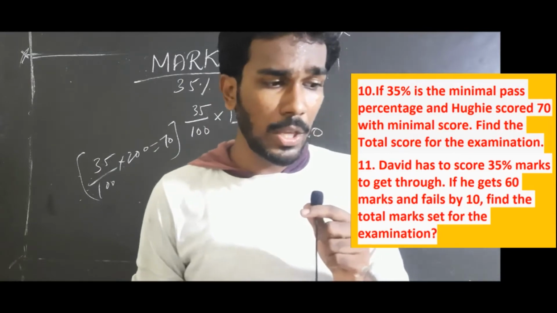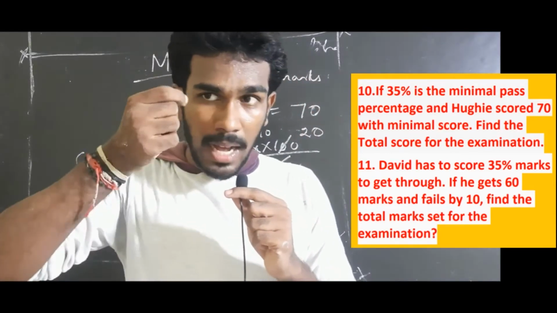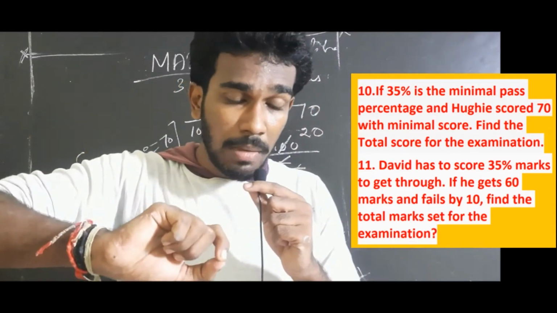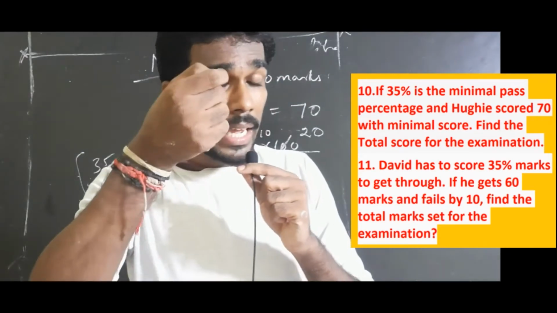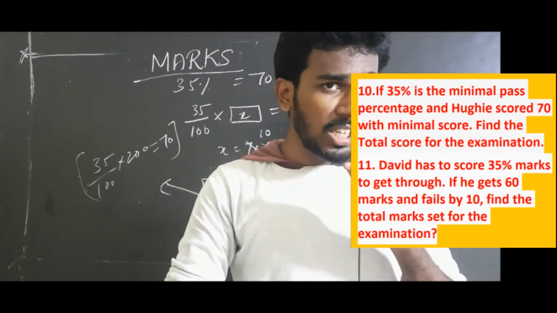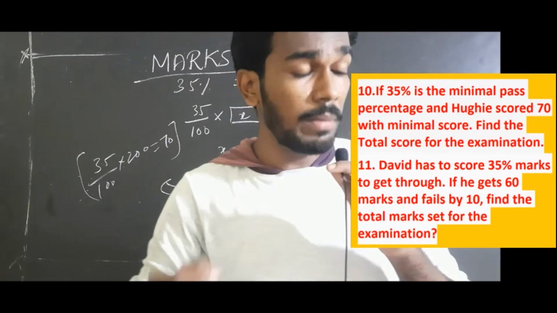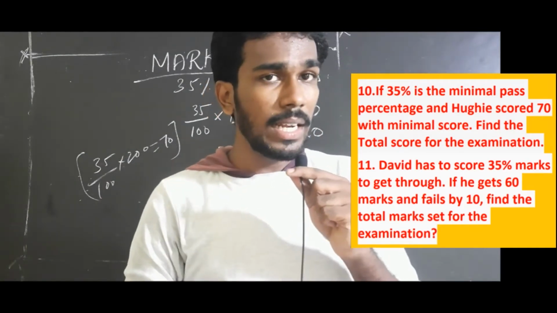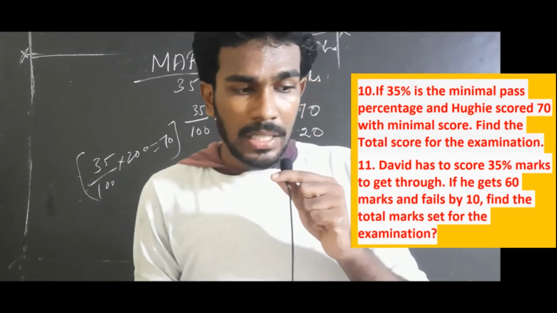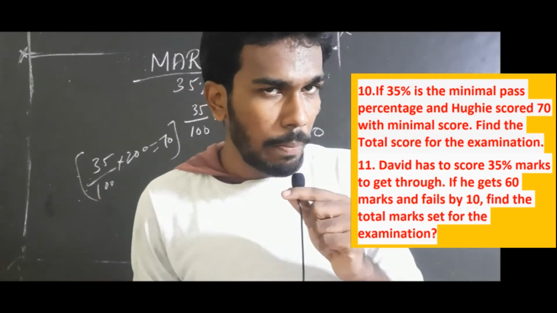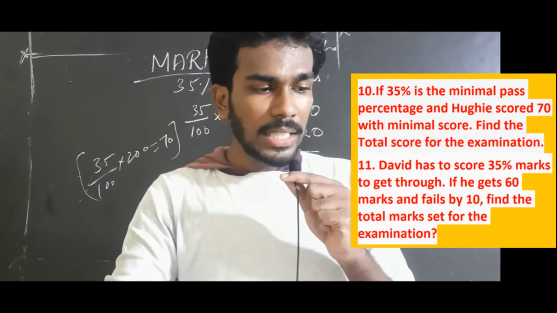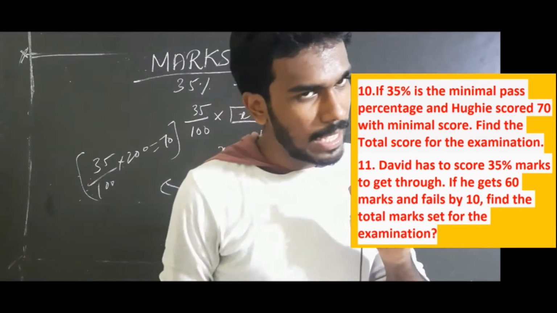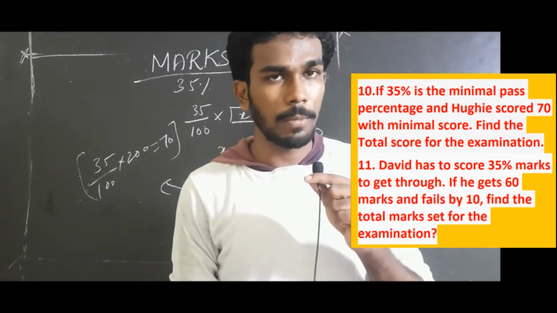So in this scenario, they have given how many marks he secured and how many marks are required. He has achieved 60, but he needs 70, he needs 10 more to pass the examination. Only then will he get 35% of the marks to get through, but he failed to make that 35% of marks. In that scenario, find the total marks set for the examination. Let's see how to solve this question.